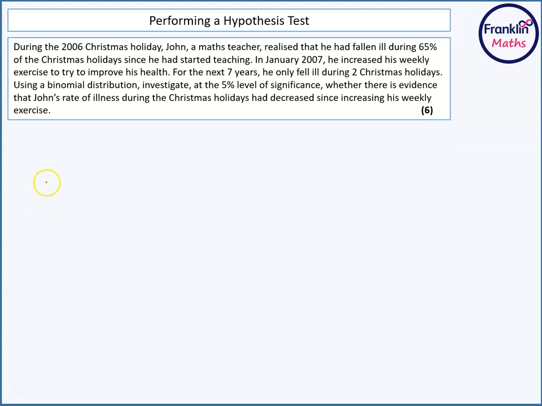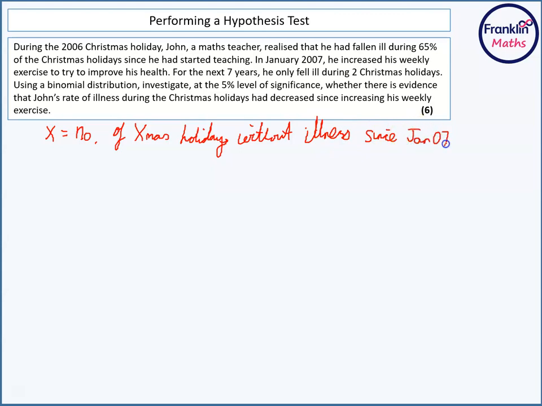So first of all, let's define the variable. So X in this case is going to be the number of Christmas holidays without illness since January 2007. Now I'm going to write Xmas here because my handwriting is really bad with this tablet. Number of Xmas without, since Jan 07. That'll do. That's me taking as many shortcuts as I dare take.